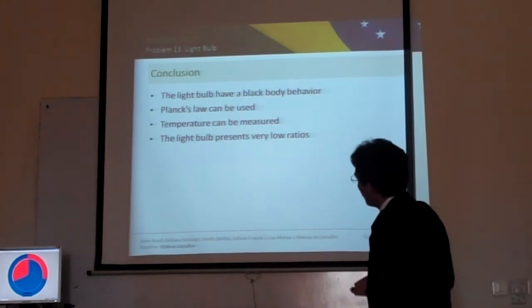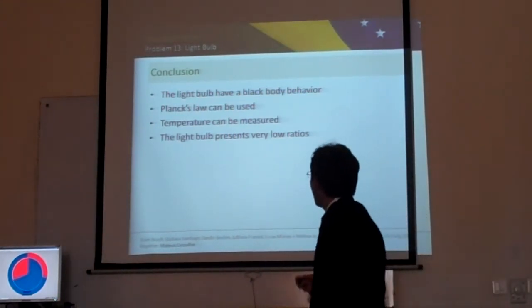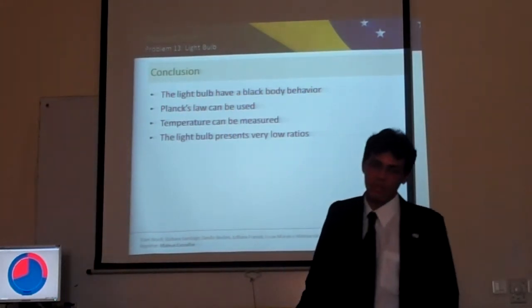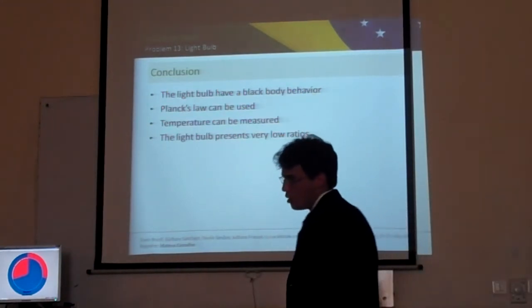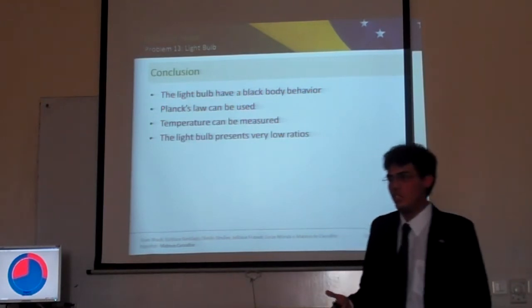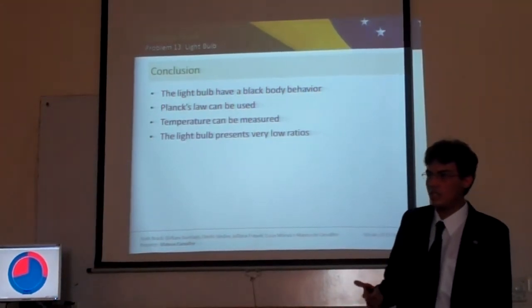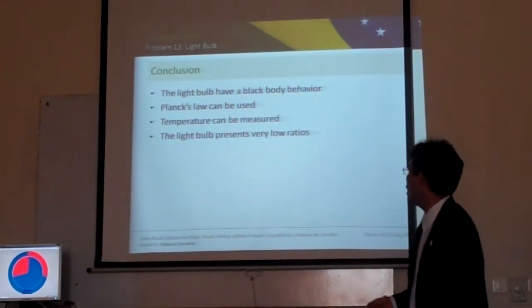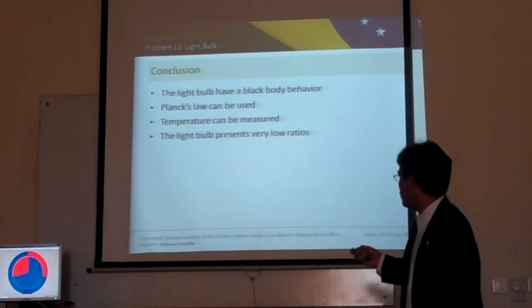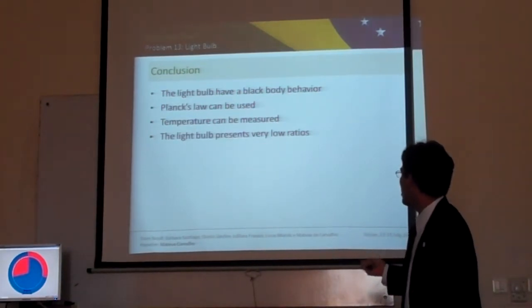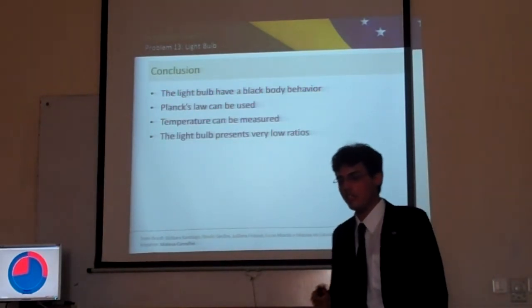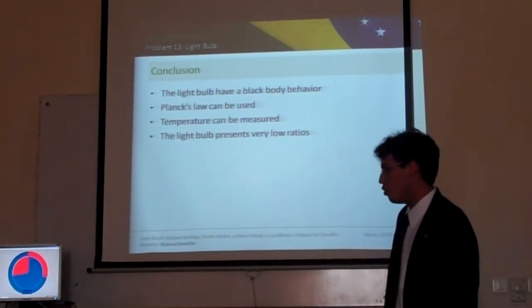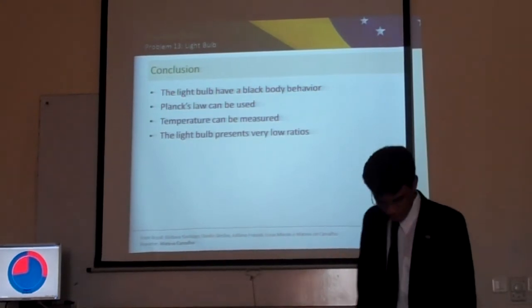So the conclusion is that the light bulb behaves as a black body, in fact. So Planck's law can be used, and the temperature can be measured by the resistor equations. And finally, the light bulb will present very low ratios of the light energy divided by the thermal energy. So that's all.